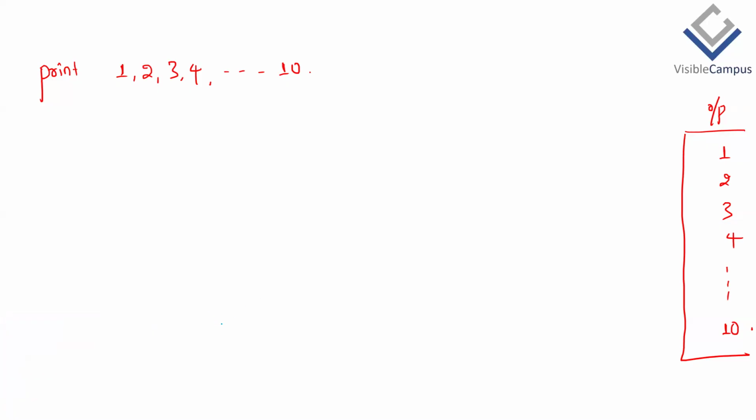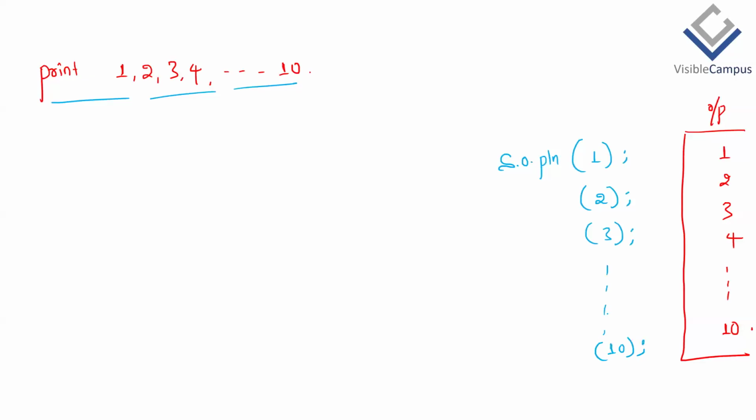How do we get this output with our previous knowledge? Is it possible or not possible? Possible. Then please tell me how to do it. One thing we can do, System.out.println, print 1, then print 2, then 3, like this, print 10. Is this syntactically correct or wrong? It's correct, syntactically correct.